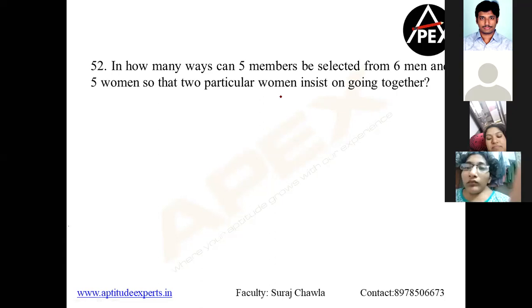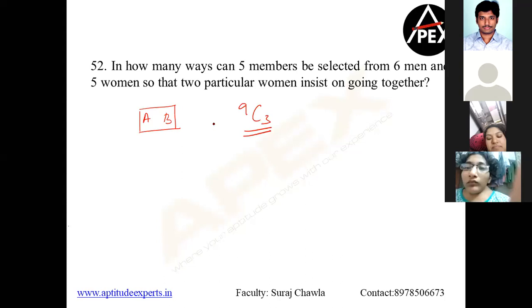If two particular women insist on going together, the point is quite simple. A and B. So A says, I will go only if B goes. We will go together is what they are saying here. So the concept is quite simple: there's a possibility I'm taking both of them here. If I'm taking both of them, that means out of remaining 9 people, I have to choose only 3 people for the party.